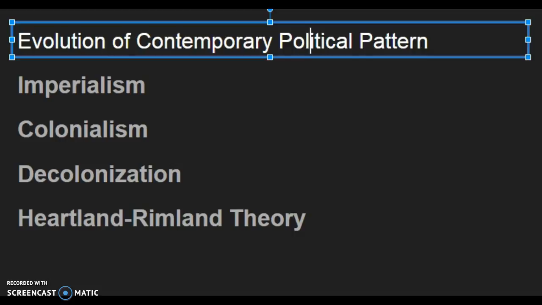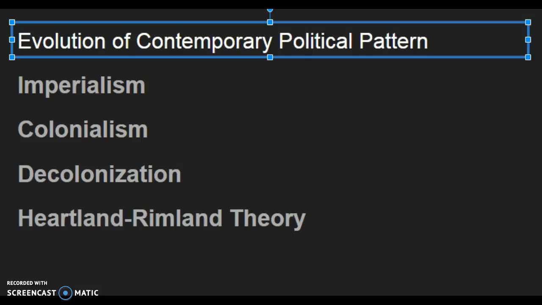Now, decolonization, on the other hand, is the process by which former colonies gain their independence. Close to home example, the United States was a colony, and the United States gained independence in the late 18th century. Latin American colonies also gained their independence during the 19th century, and most African colonies became independent during the 20th century.